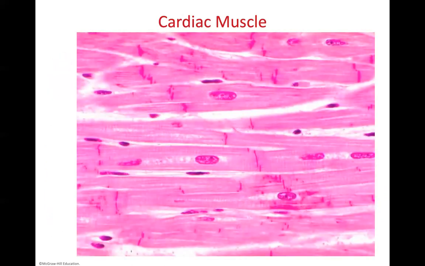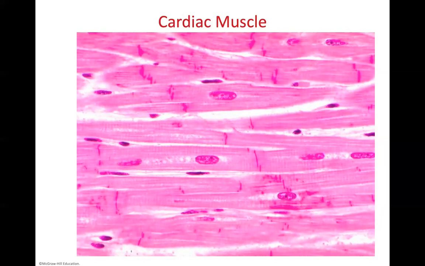Here's an actual view of cardiac muscle. So you can see the striations. Those are those lines that are going from the top of the screen to the bottom of the screen, the vertical lines within the cells. And then those really dark lines right here, those are the intercalated discs made of gap junctions and desmosomes.